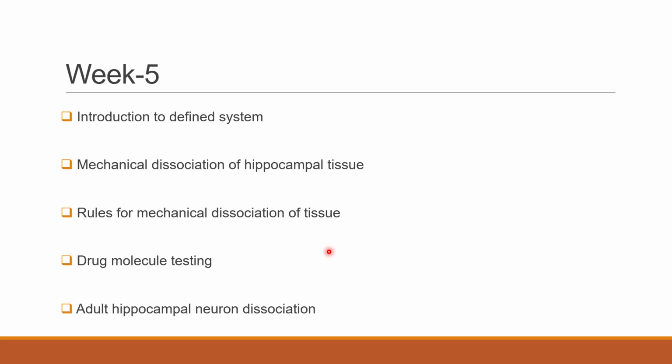So in week 5, you would have studied the introduction to defined system. What is the defined system? And then mechanical dissociation of hippocampal tissue. So mostly you would have studied hippocampal and neuronal tissue this week, and rules for mechanical dissociation of the tissue, drug molecule testing, and adult hippocampal neuron dissociation. Okay, so this is what has been covered in the past week.